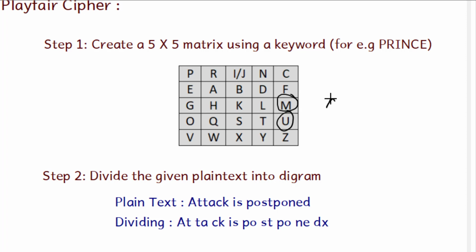Okay, so for MU we have U, Z. For M we have U, and for U we have Z. Okay, let us take one more example. Suppose I want to write the code for FZ. Okay, so this is F and this is Z.